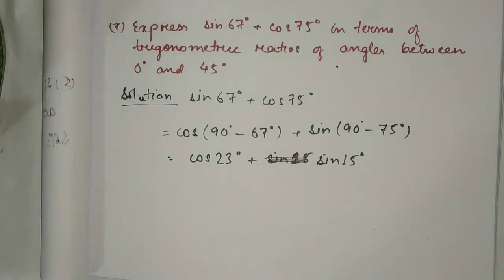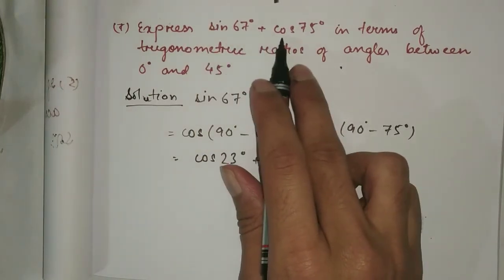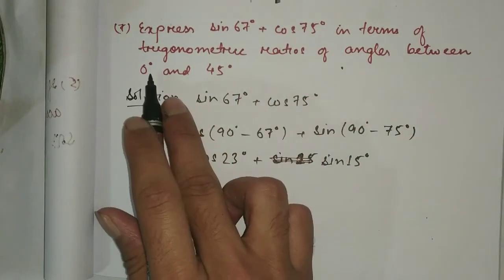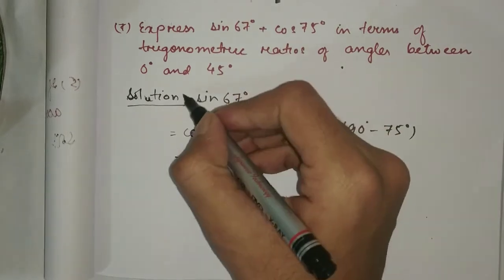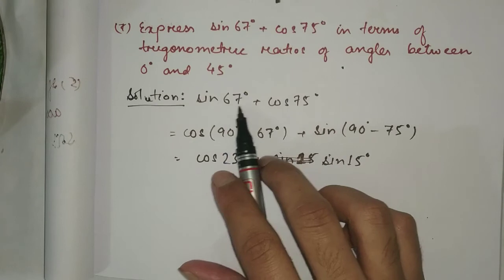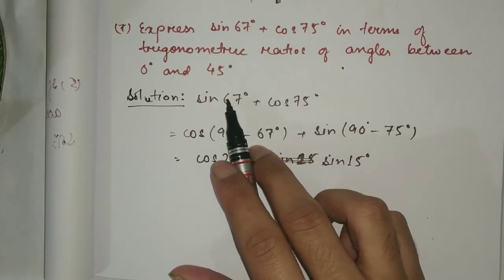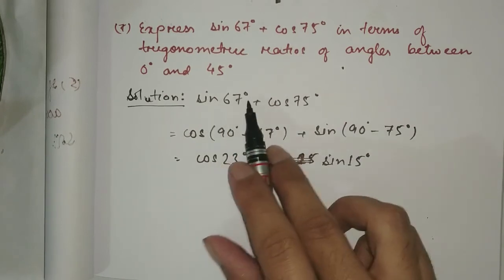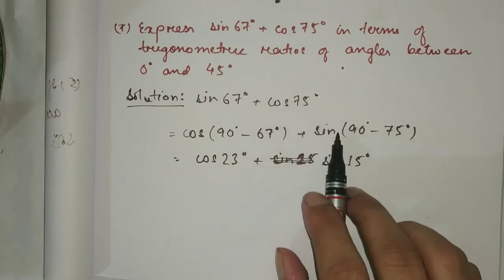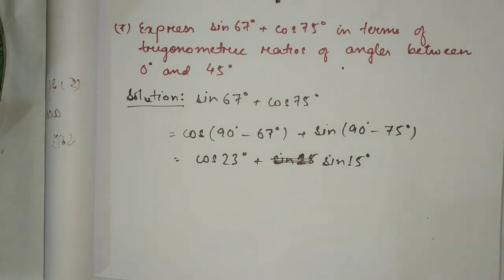Now the last problem of this exercise is: express sine 67 degree plus cos 75 degree in terms of trigonometric ratios of angles between 0 degree and 45 degree. This is very simple. We are just going to use the formulas. Sine 67 degree plus cos 75 degree. What we use here is sine of A is equal to cos of (90 minus A). So sine of 67 becomes cos of (90 minus 67), and cos of A is equal to sine of (90 minus A). So cos of 75 becomes sine of (90 minus 75).